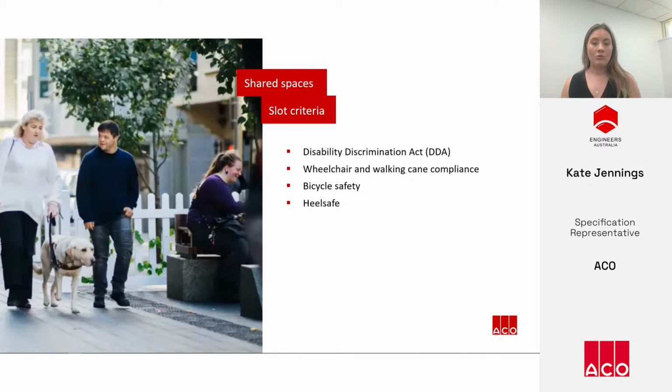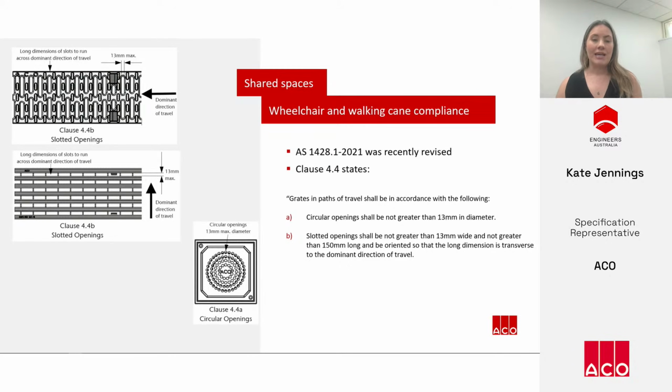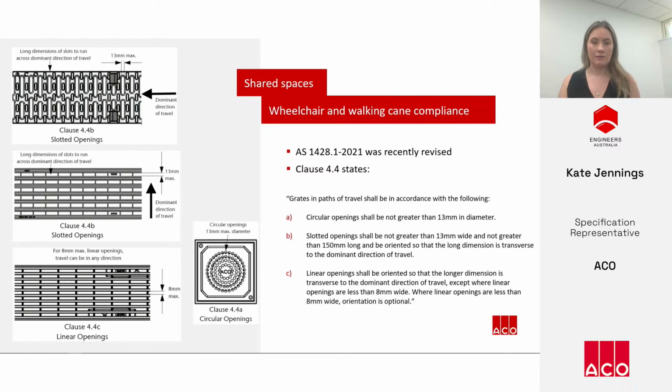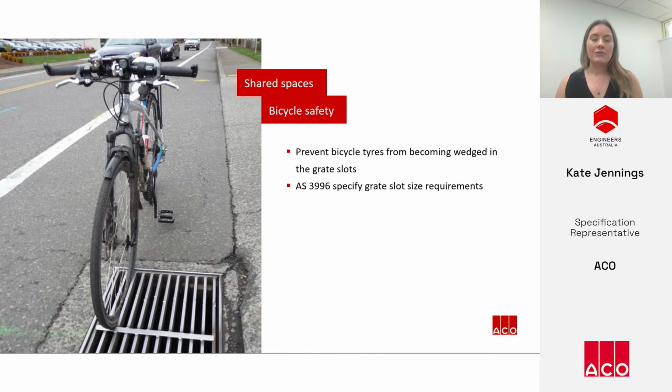Slot sizes of grates will also impact the safety of cyclists and pedestrians. AS 1428.1, the Design for Access and Mobility, was re-released in 2021. It's been updated so that slots 8mm and less can be positioned without restriction. However, slot sizes that are 8 to 13mm must be positioned outside of the dominant direction of travel. Bicycle safety is mandated by AS 3996. This standard takes into account the type of bar used in a grate and the maximum slot dimensions to stop bicycle tyres getting wedged in the grate.